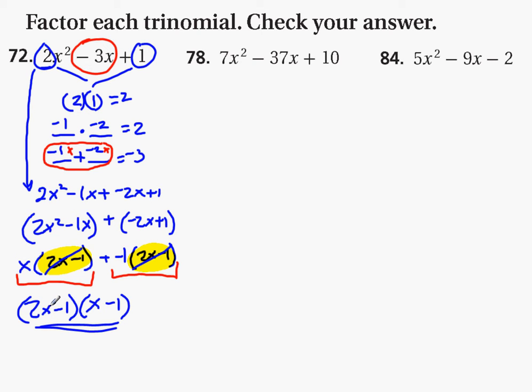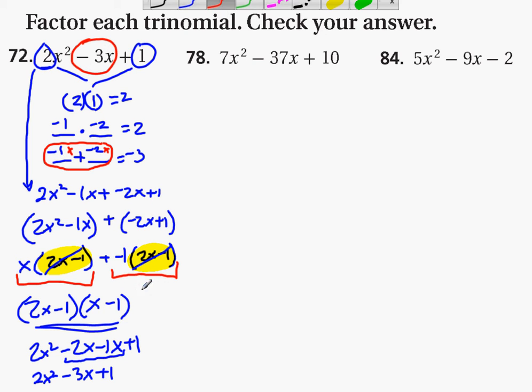So the way to check that is FOIL it. 2x times x, 2x squared. Outer, 2x times -1, -2x. Inner, -1 times x, -1x, and -1 times -1 is a +1. Combine your like terms right here, and you get 2x squared minus 3x plus 1, which is exactly what we had to begin with. So this is my answer right here. Factorization is 2x minus 1 times x minus 1.